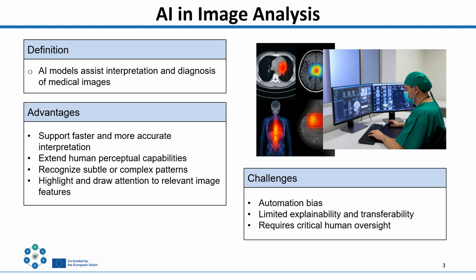AI tools are powerful, but they come with important challenges. Clinicians may develop automation bias, trusting AI outputs too readily. Many models lack explainability, making it difficult to understand how results are produced. Their transferability is limited because models trained on specific datasets may not perform well with data from different populations or image conditions. That's why critical human oversight remains essential in every AI-supported decision.